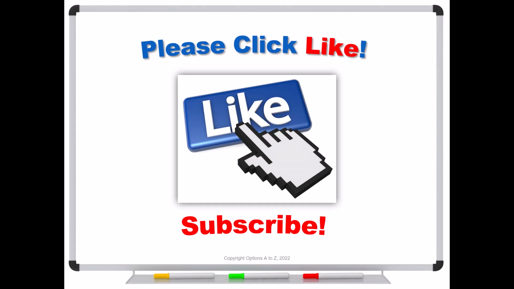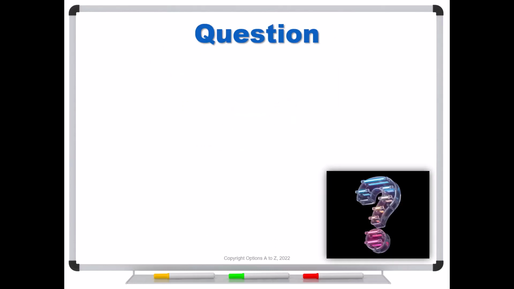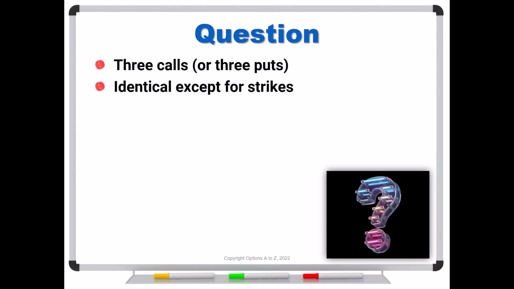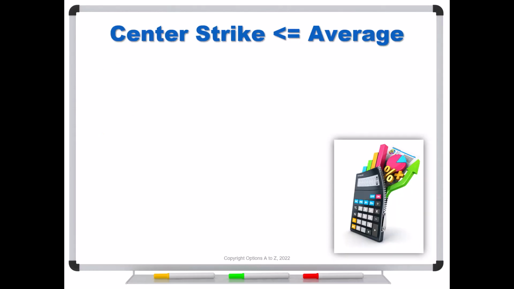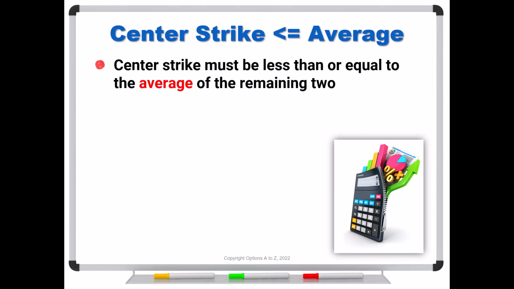So a quick review. I'm going to revisit that first video so that this one makes more sense. In that first one, I posed a question: if we have 3 calls or 3 puts, and they're identical except for the strikes, meaning it's the same underlying and the same time to expiration, so again maybe we're looking at the 95, 100, 105 calls, what can we say about the center strike compared to the other two? Well, the pricing relationship is that the center strike must be less than or equal to the average of the remaining 2 strikes, or in other words, the outer strikes.